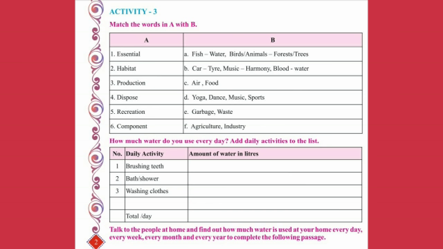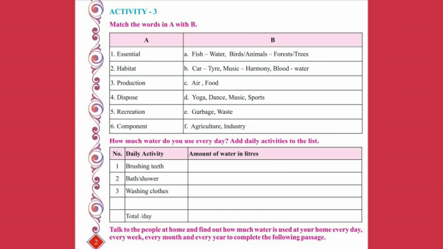Now the next activity. You have to write how many liters of water you use for these activities. Like for brushing teeth, how much water do you use? One bottle contains 1 liter of water. So you can guess how much water you use for brushing your teeth. Similarly, for other activities, one bucket may contain 25 to 30 liters of water. So you can have a random guess of how much water you need to bathe.